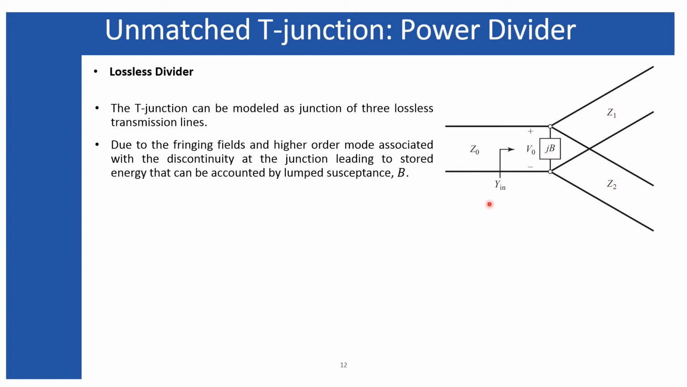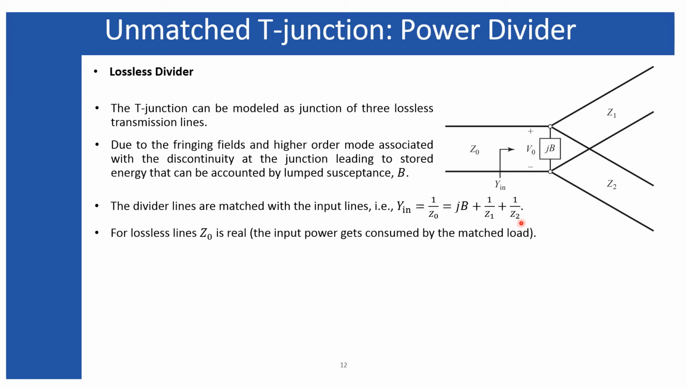So, Zin is the input impedance when you are looking from this guide, and the corresponding admittance I have represented here as Yin. Since this port is a matched one, the admittance Yin must be equal to the inverse of its characteristic impedance, 1 by Z0, and this Yin, which is associated with the input impedance, must also be equal to this susceptance plus 1 by Z1 plus 1 by Z2.